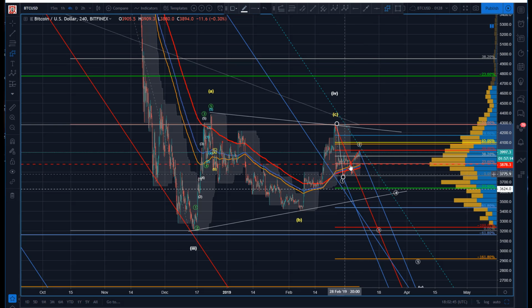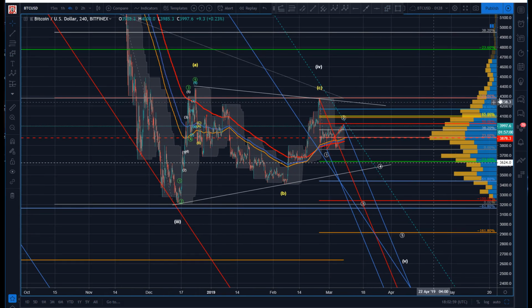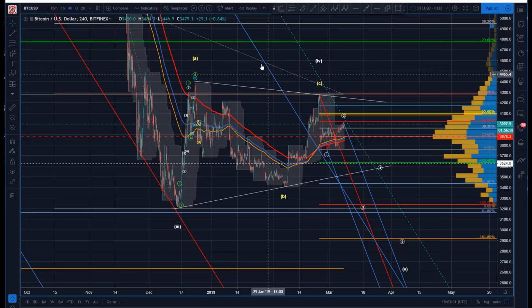So if we were going to get 1, 2, we come down for the 3, now we're tagging the median line, maybe the 4 here, not threatening the 1, we come down, we get a 5. This puts us at 2,800, 2,600, so that's still very much in play. We can't discount it, and we can't ignore it.